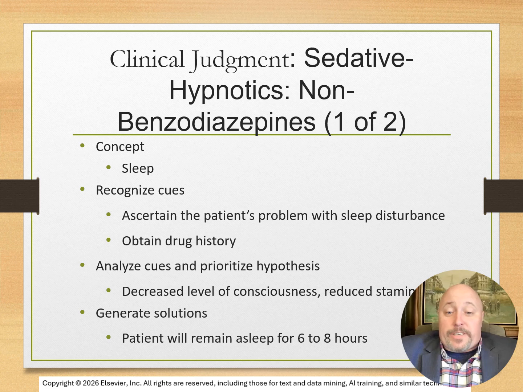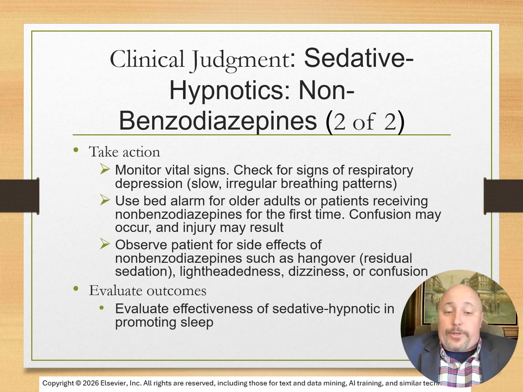When assessing these patients, especially on sedative hypnotics, non-benzodiazepines, we want to recognize cues, ascertain the patient's problems with sleep disturbances, obtain a drug history, and monitor for any decreased level of consciousness or any reduced stamina. And we're going to have a goal that the patient will remain asleep for 6 to 8 hours. We're going to do everything from monitor vital signs to check for signs of respiratory depression, any slow, irregular breathing patterns. Use a bed alarm because, again, these patients can become confused and could even sleepwalk. And we want to prioritize safety at all times.